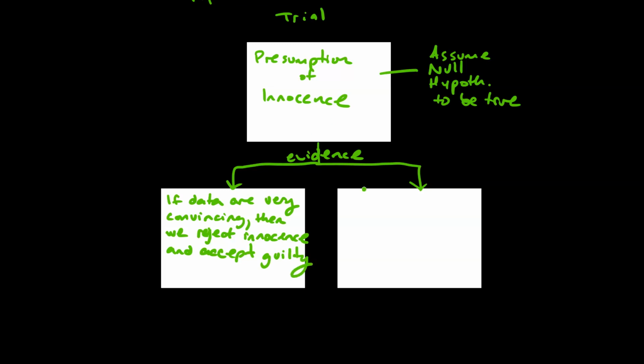Whereas if the data are not very convincing, then we don't say, oh, well, the person's innocent. In the eyes of the court, the person would be innocent. But if the data are not very convincing, then it is inconclusive whether the defendant is guilty or innocent.